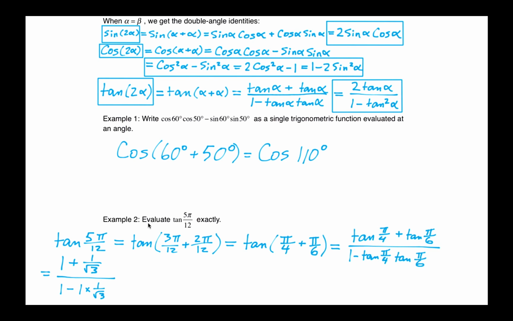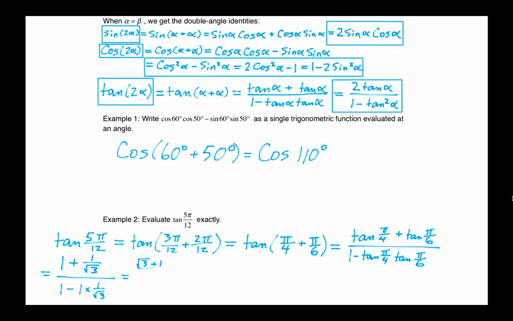So the tangent of pi over 4 is 1. The tangent of pi over 6 is 1 over root 3. And again, the tangent of pi over 4 is 1. Tangent of pi over 6 is 1 over root 3. Now, this is evaluated exactly, but it's not simplified.